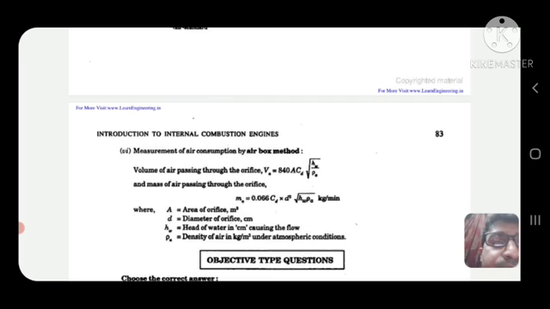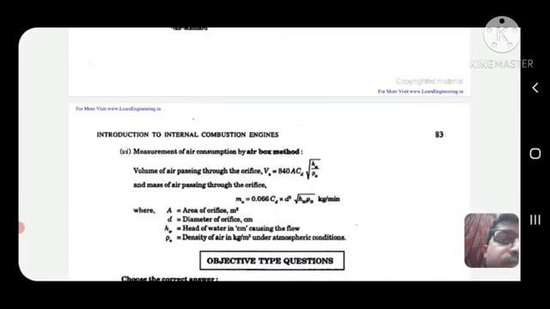Volume of air passing through the orifice, that is Vm, is equal to 840 A Cd square root of Hw by rho. Mass of air passing through the orifice, m dot a, is 0.666 Cd into d squared, square root of Hw rho a, kilograms per minute.